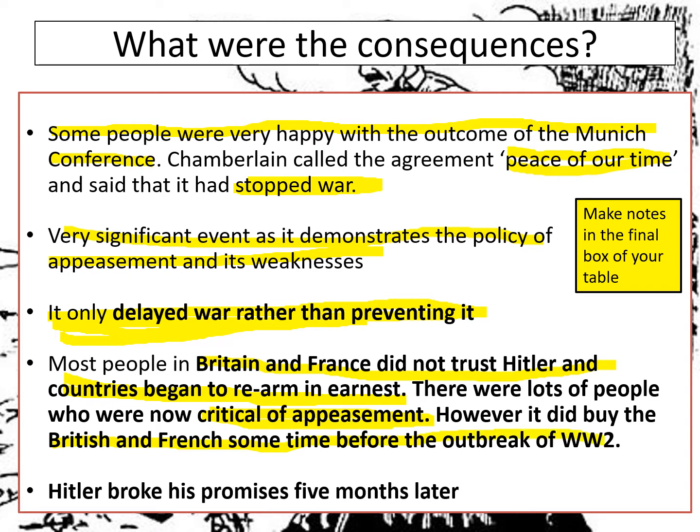When we looked at the appeasement stuff last lesson, we saw that Britain and France weren't militarily ready before this point. Ultimately, though, Hitler did break his promises 5 months later. Next lesson, we're going to see about what he does in March of 1939. So finish taking notes into your final column now.